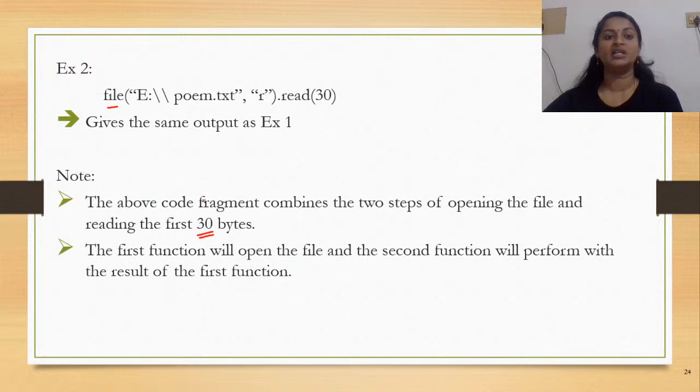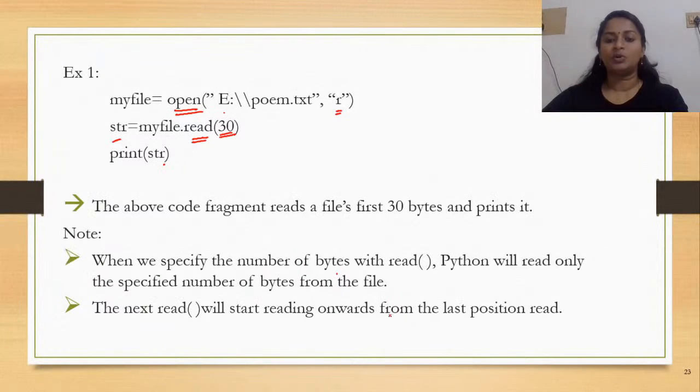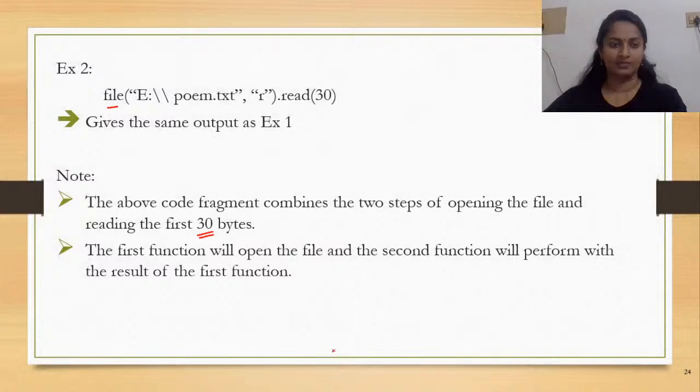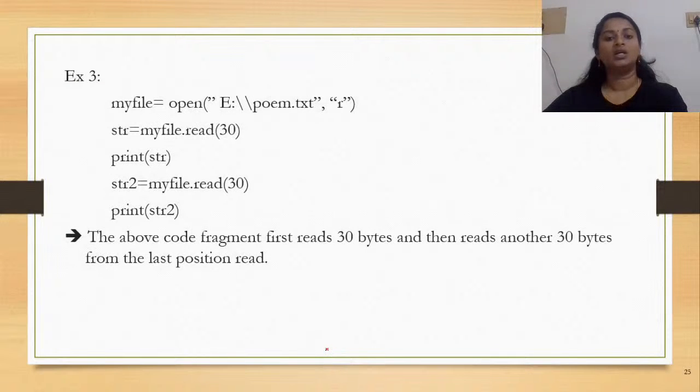So the first function will open and the second function would perform its work on the result of the first function. Is the idea clear? Here also, what we need to keep in mind is the position where the file handle would be pointing to. It would be reading onwards from the last position that was already read. Moving on to our next example.